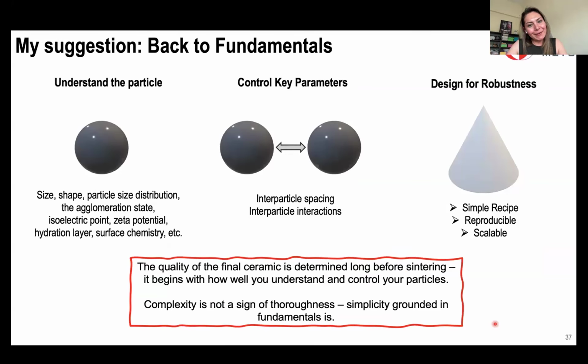So to conclude, I really hope that I convinced you that we really need to go into details. We spent time from powder to end product to understand the process, so we can develop simpler recipes that are reproducible and scalable. And I guess the answer is in simplicity rather than complexity.